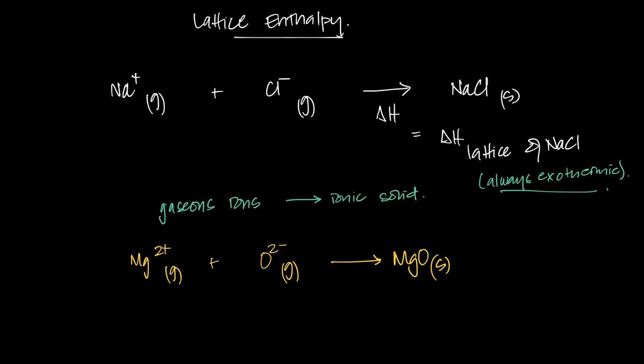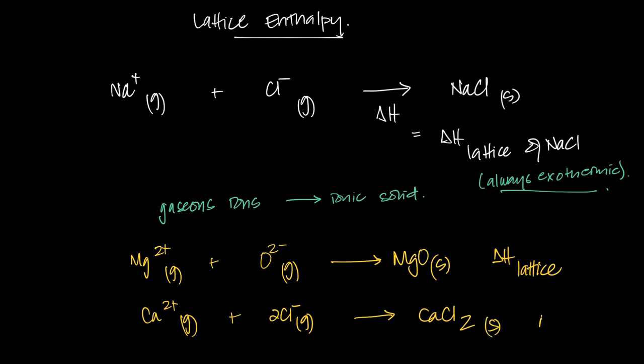The reason we do that is because we cannot predict much about delta H formation, but we are very good at seeing the trends for this particular term called lattice enthalpy. Now, you could also have it for things that are not a 1:1 ratio. Let's say calcium chloride, where you need 1 mole of calcium and 2 moles of chloride to make 1 mole of calcium chloride.